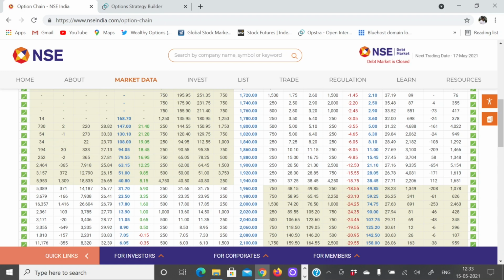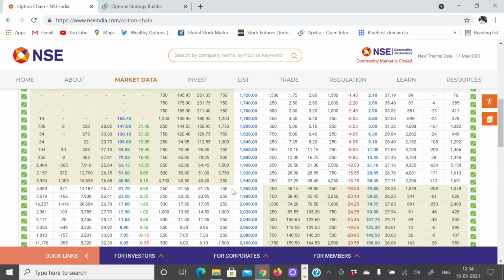So basically for call options, the more you go away from the spot, the less premium you end up paying, and the more you go deep into the option chain, the higher price you end up paying. Now let's understand this from the traders' point of view.